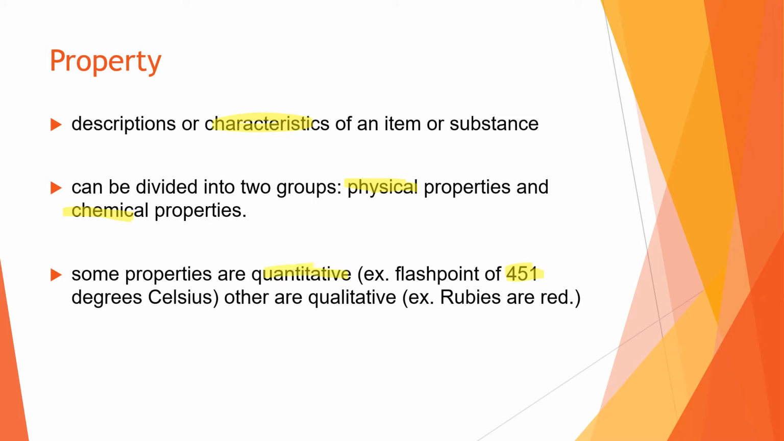Others can be qualitative. So this is describing using our senses, using words. So an example would be rubies are red. Red is a physical property of color, and that is describing something using words. If you were to describe odor and say that it smells strong or sharp, that would be an example of using words, qualitative properties to describe a substance.